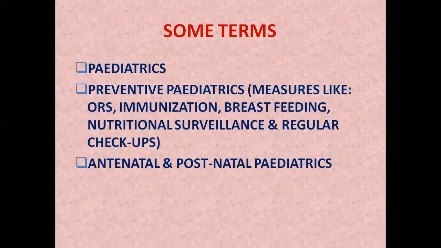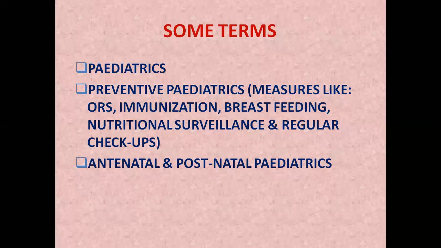If you are going to give the BCG vaccination to a child, you are going to prevent the child from what? From tuberculosis. If you are going to give the child the vaccination of measles, you are going to prevent the child from measles. Similarly, a specific immunization, this is an example of immunization, and immunization is the example of preventive pediatrics.